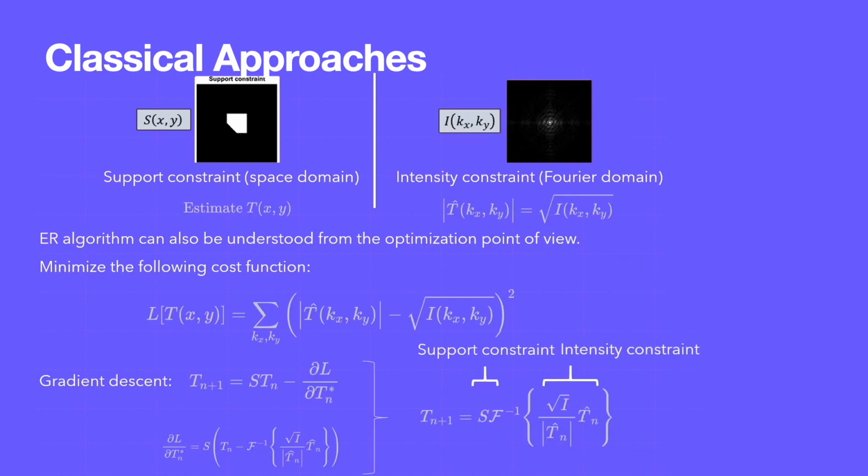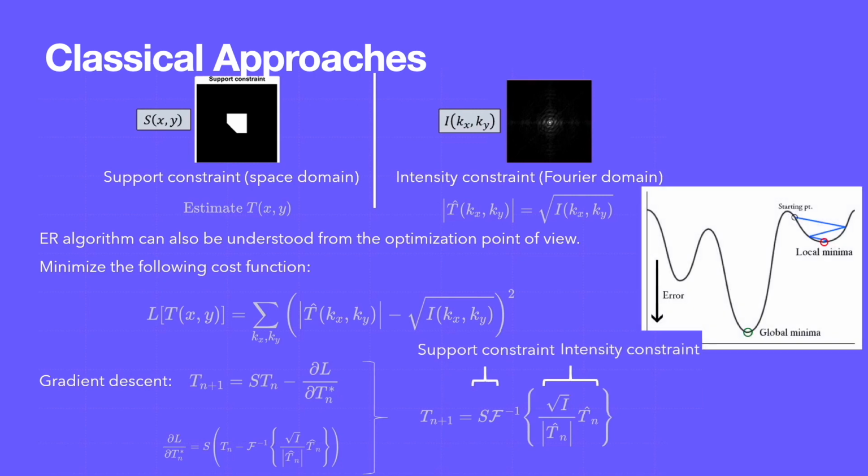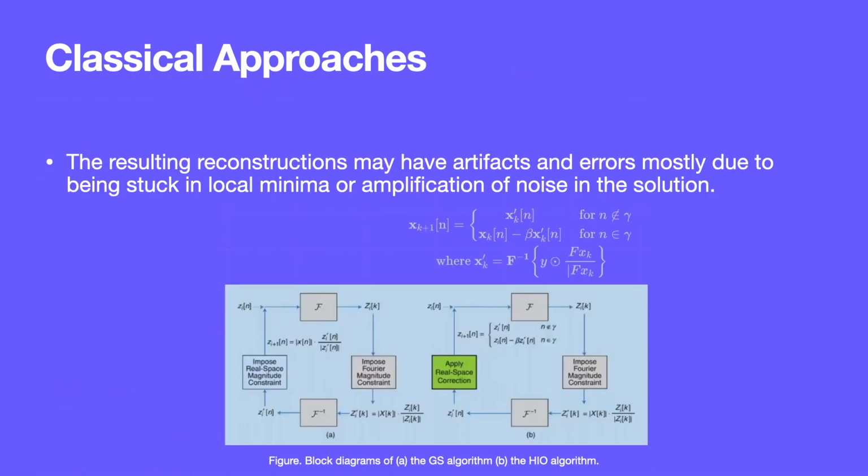We can also understand these classical methods from an optimization perspective, where we want to minimize this function. If we apply gradient descent to this problem, we can derive the error reduction algorithm under some assumptions. But if we think of the downsides of gradient descent, it can stop at a local minimum, and even if the error reduces in each step, it can output a bad reconstruction. So classical methods can stop at a local minimum, and reconstruction quality is bad. They can produce many artifacts, and they can amplify the noise.